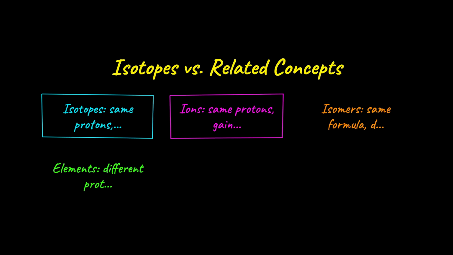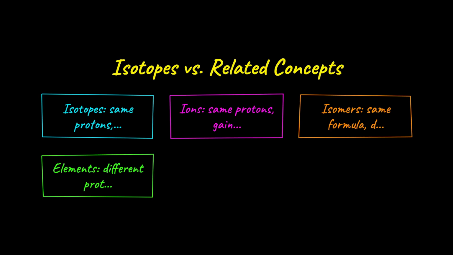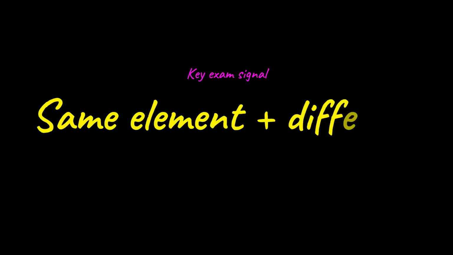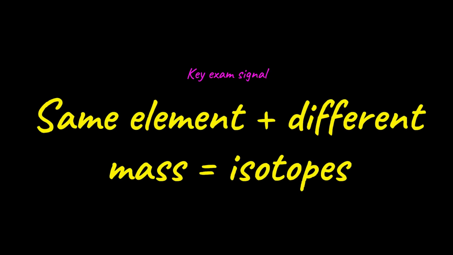Ions change electron count and gain a charge. Isomers rearrange atoms within a molecule. Different elements have entirely different proton counts. Only isotopes keep the same protons while varying neutrons. When an exam item mentions atoms of the same element with different atomic masses, or a non-whole number atomic mass on the periodic table, that is your signal: isotopes. Charge changes point to ions, proton changes point to new elements entirely.